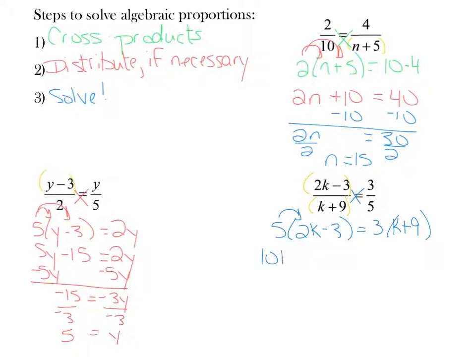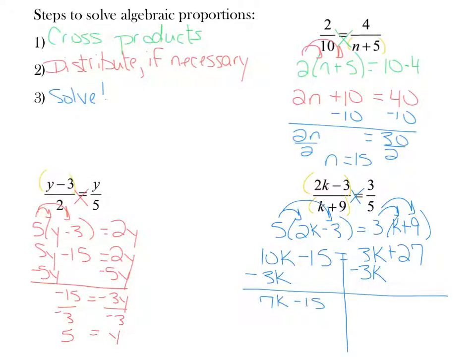5 times 2k is 10k. 5 times negative 3 is negative 15. 3 times k is 3k. 3 times 9 is 27. I have a variable on both sides. I can move my smallest one this time. So I'm going to subtract 3k from both sides.